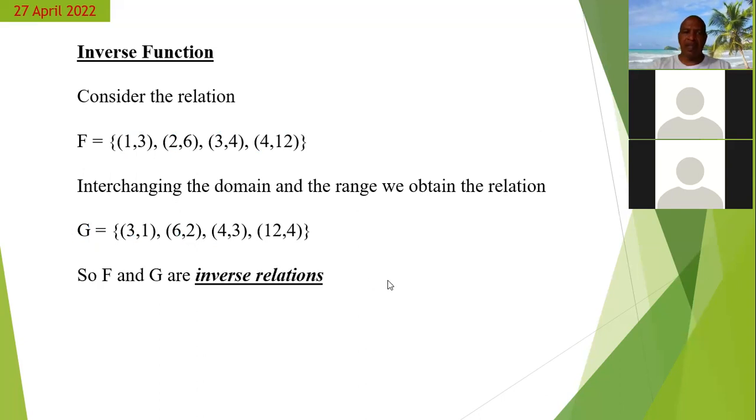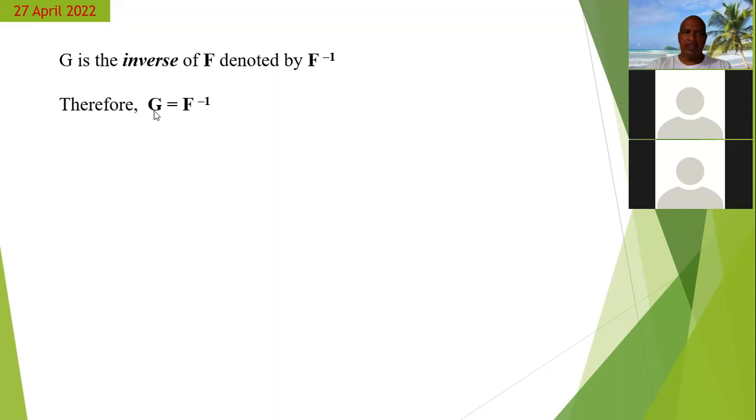So f and g are inverse relations. If g is the inverse of f, it is denoted by f to the minus 1. Therefore, g is equal to f to the minus 1. Also, if you now look at the inverse of g, then that would give you the function f.